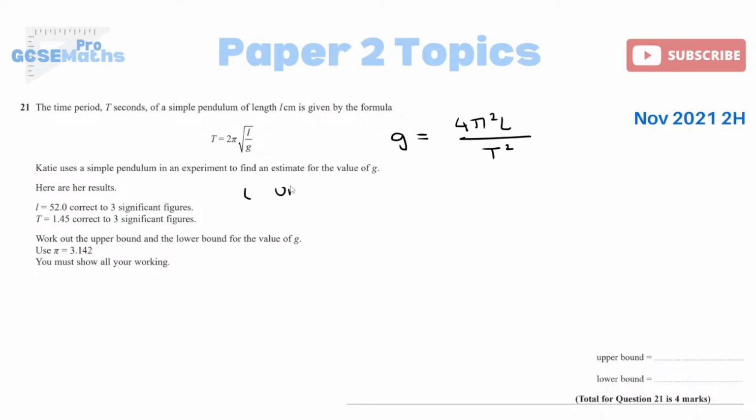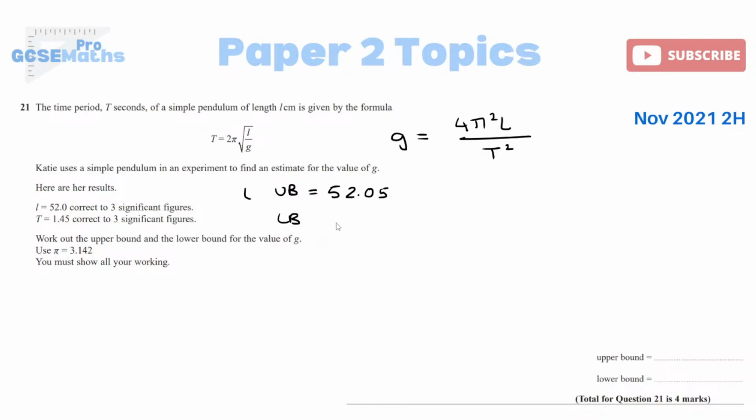So L, the upper bound. They've done this one deliberately because I think this one's a little bit harder to figure out the upper and lower bounds for, because naturally you might want to put 52.2, but it's not. We're including the 0, and as I said about error intervals, you add half of whatever it is. So the third significant figure is this one. What's half of that? 0.05. So that would be 52.05 for the upper bound.